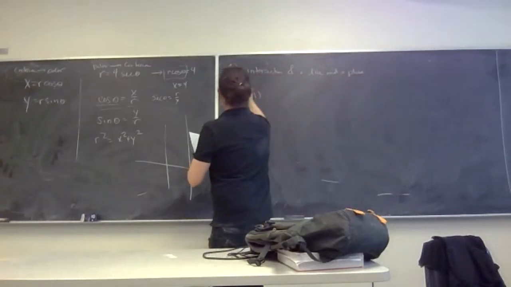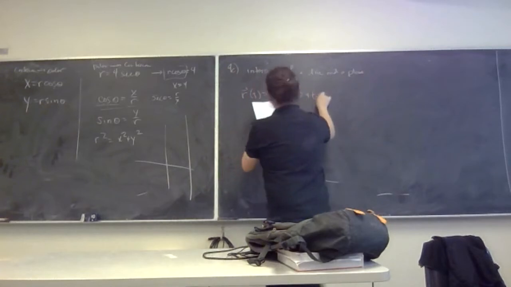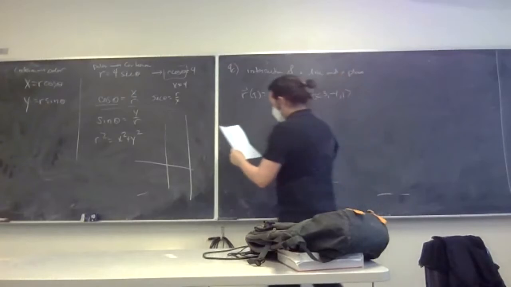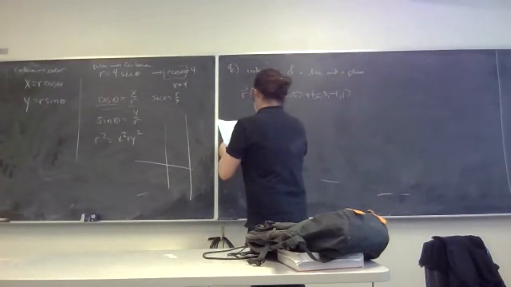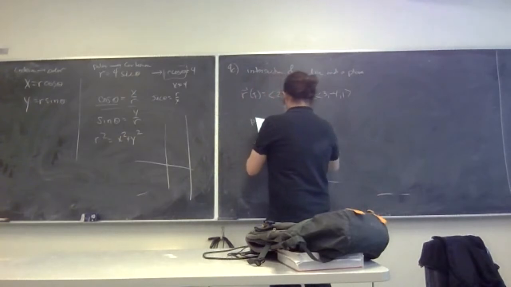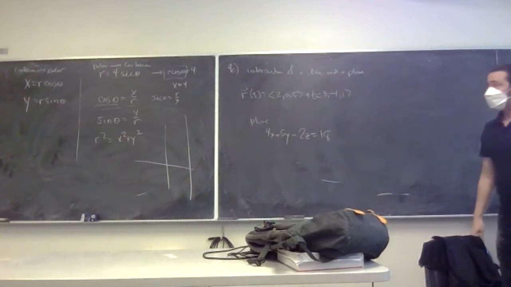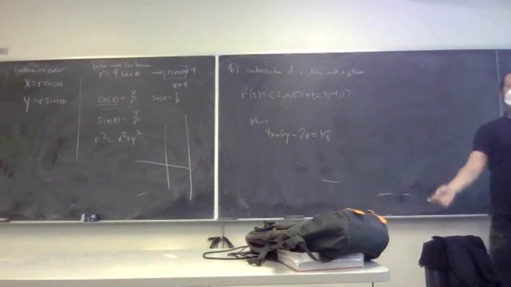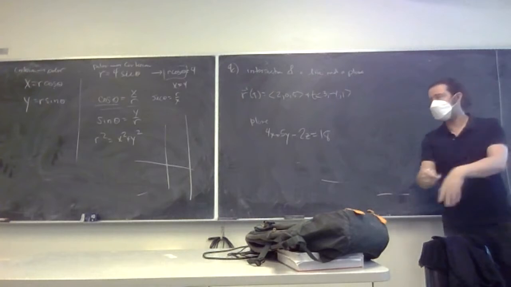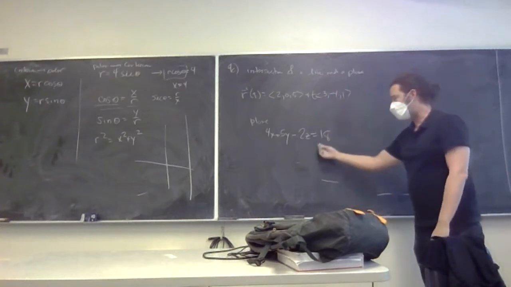So r of t equals <2, 0, 5> plus t times <3, -4, 1>, and we're intersecting the plane 4x plus 5y minus 2z equals 18. If two things are going to intersect each other, then they have to be equal in some sense, right? That's what happens where things intersect, they have to be equal. The problem is I don't have anything to be equal here. There's no equality, because this is in vector form and this is not.